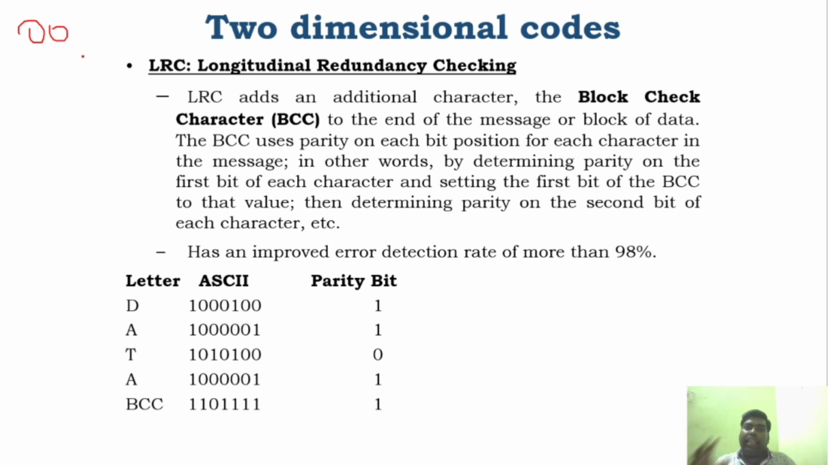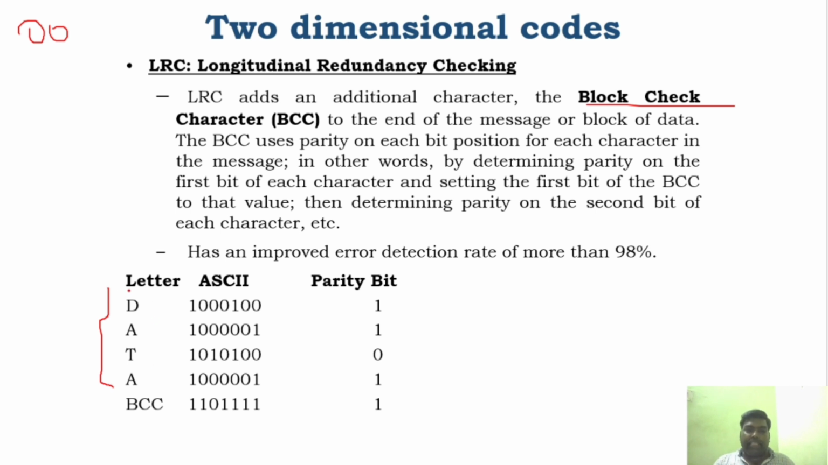And one particular important code is longitudinal redundancy checking, right? LRC codes. What are LRC codes? Before transferring a complete message, it will add a BCC, that is, block check characters. Now for a message called data, what longitudinal redundancy checking will do is check the parity. You can see here, the message data has to be transferred, right?